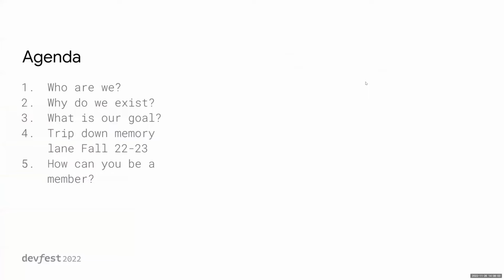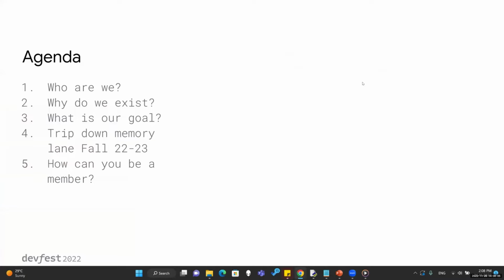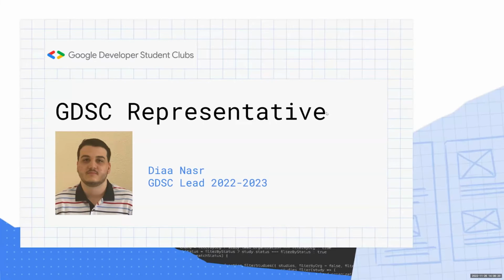Okay, so we're just going to talk briefly about what we are, what our goals are, and why we exist, and then talk about some of the events we've done in this fall semester. And then, if you're interested in joining, how could you be a member? So here I am, the GDSC lead at UOS.